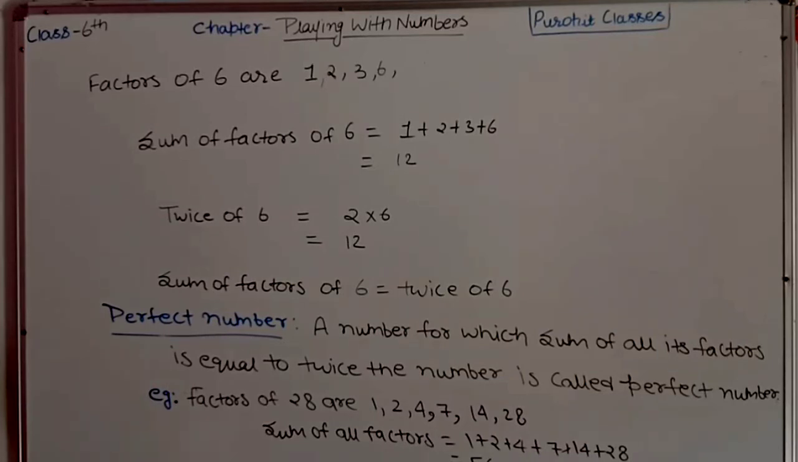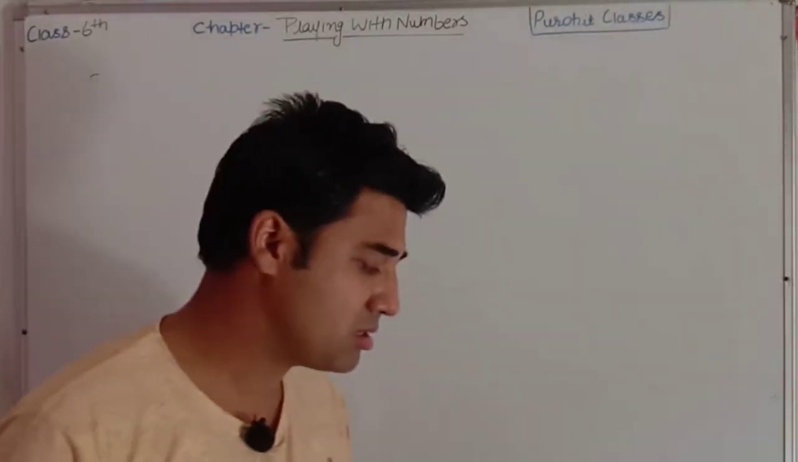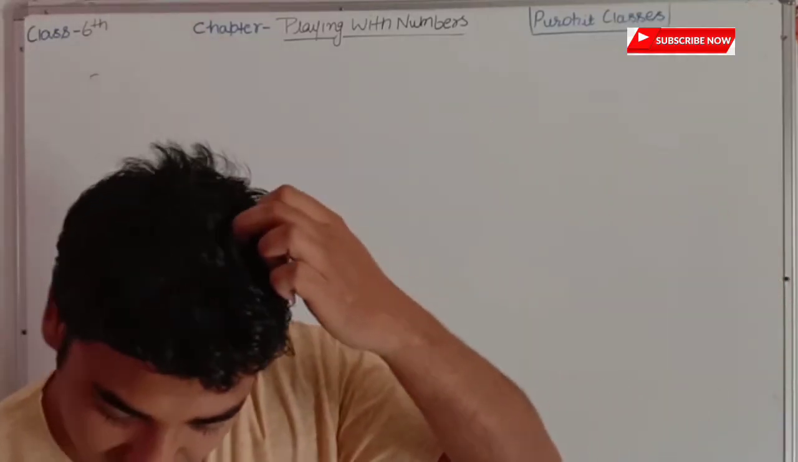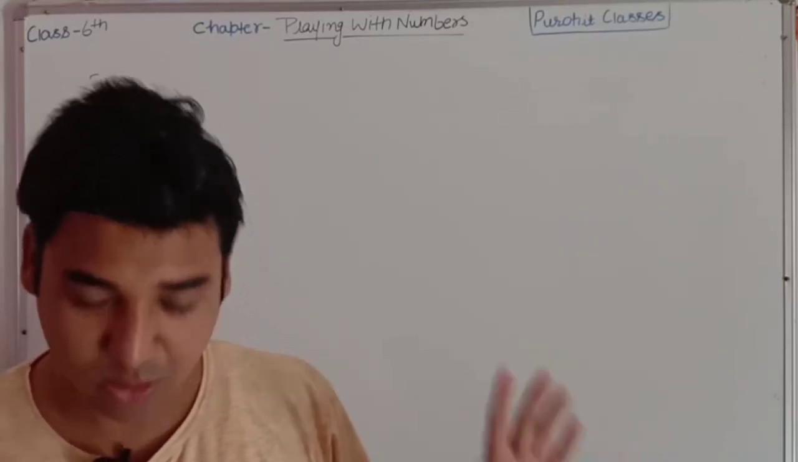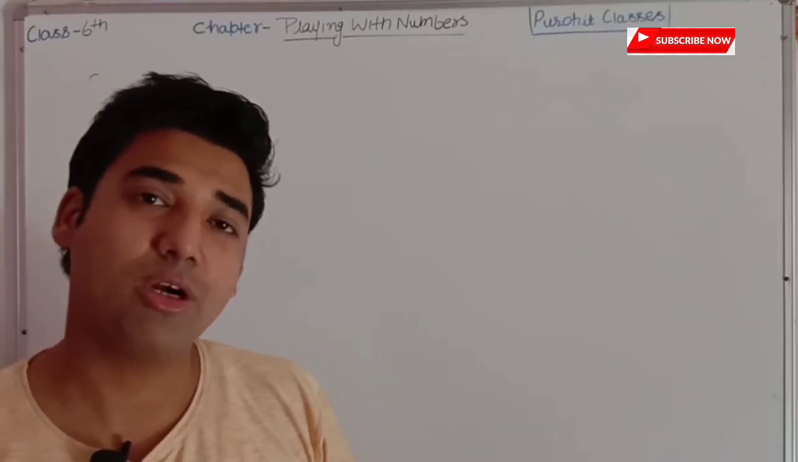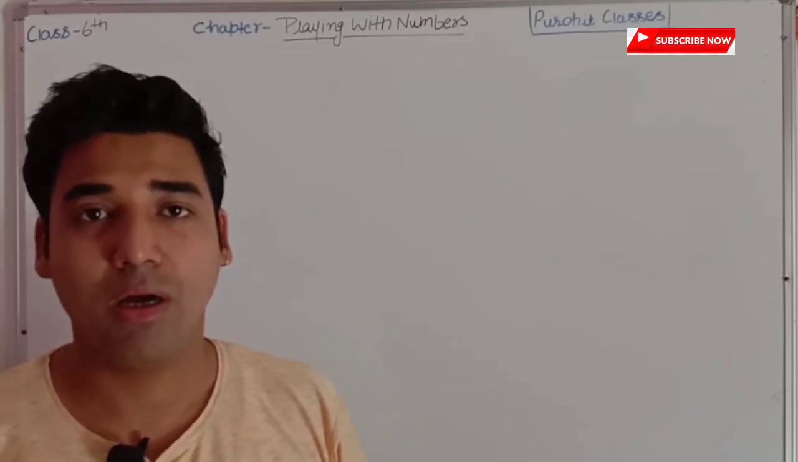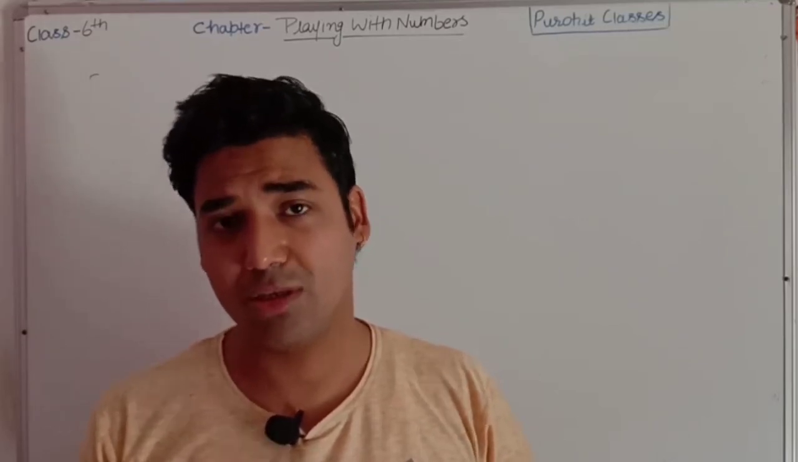Understood? Okay, pause the video and note it down. Now after knowing all these things, what we have understood about factors, about multiples, their properties, and perfect numbers, what you have to do is try exercise 3.1 question number 1 and 2 yourself. Understood? If any problem, let me know by today evening.